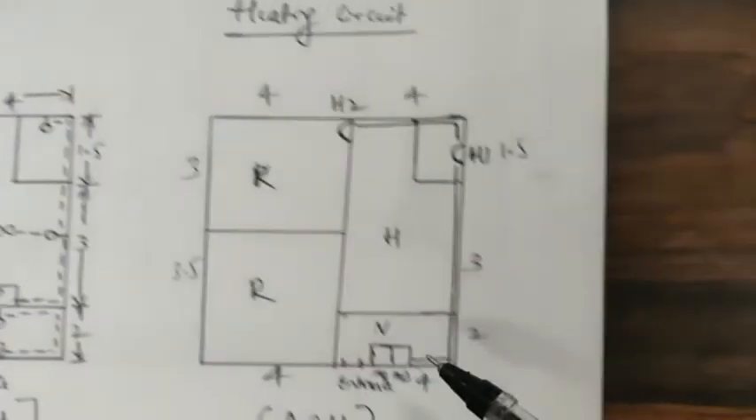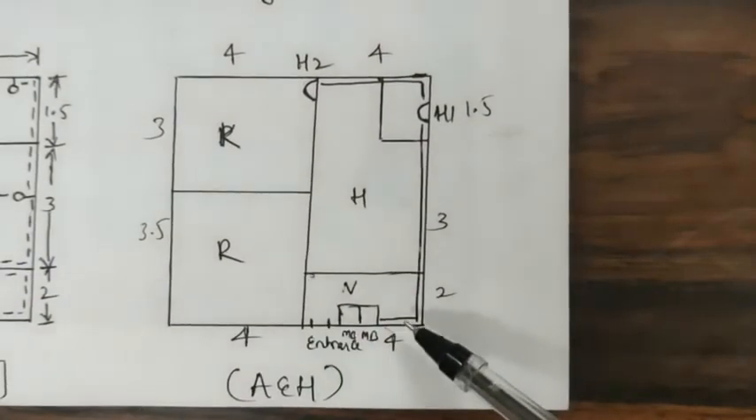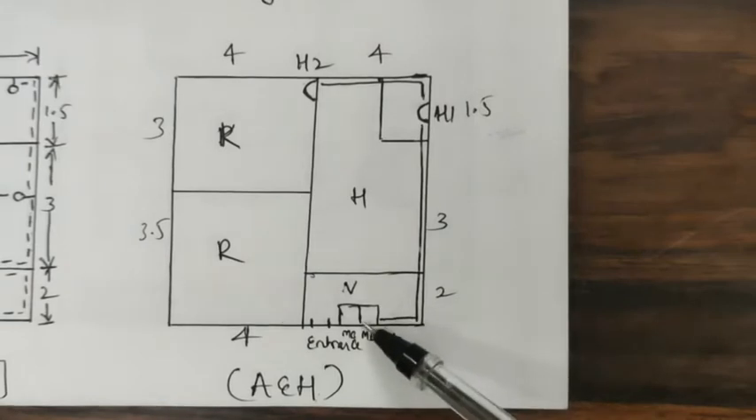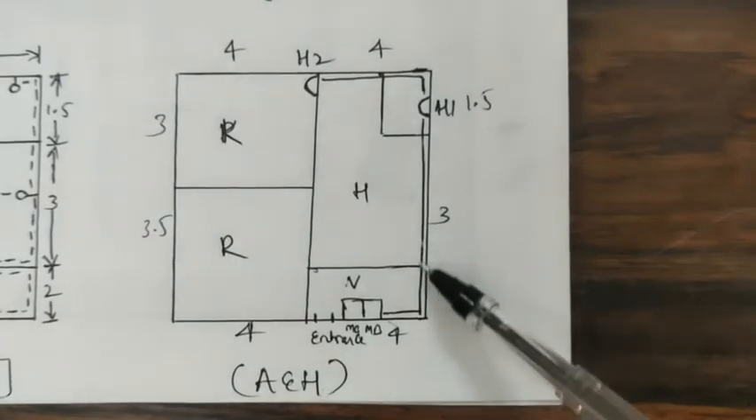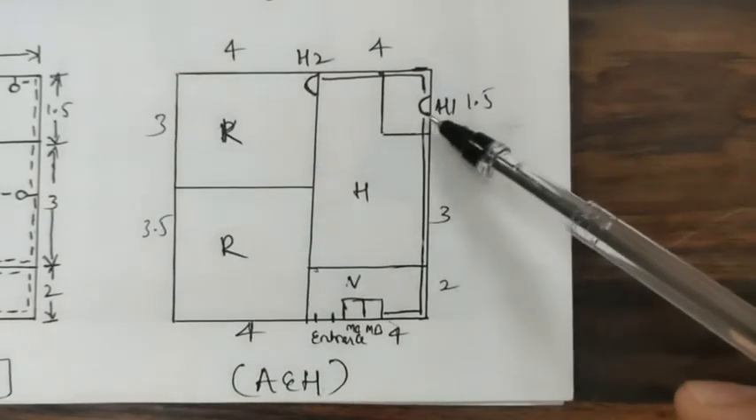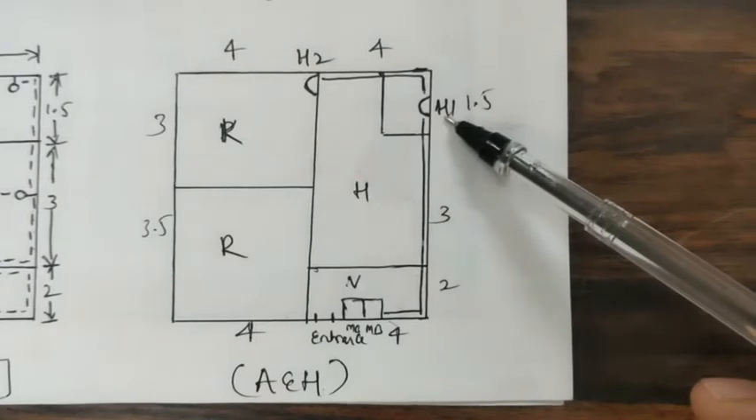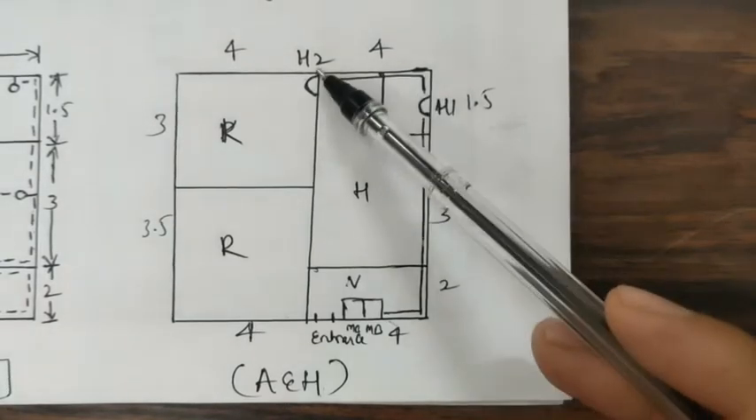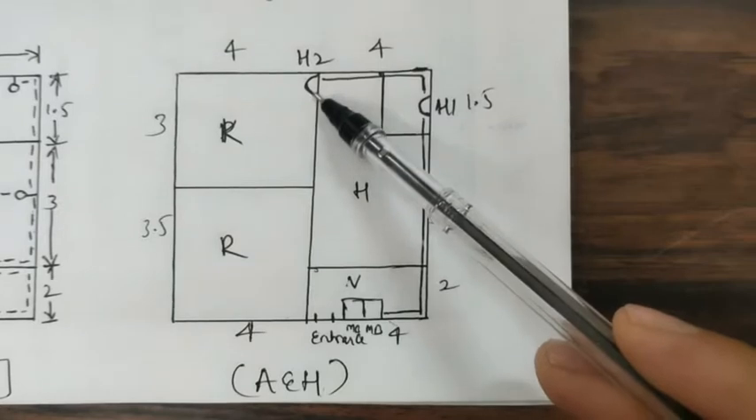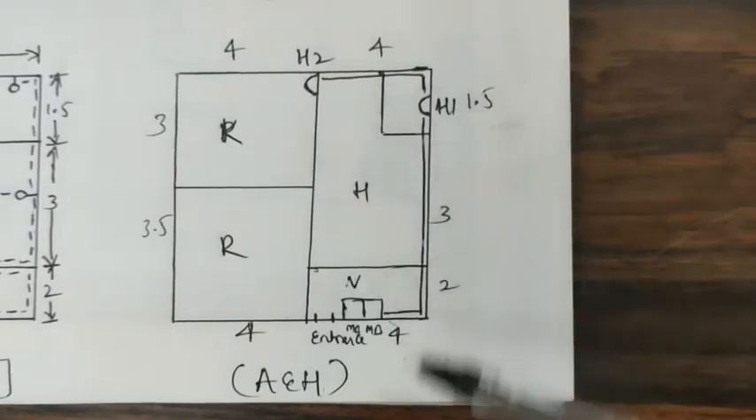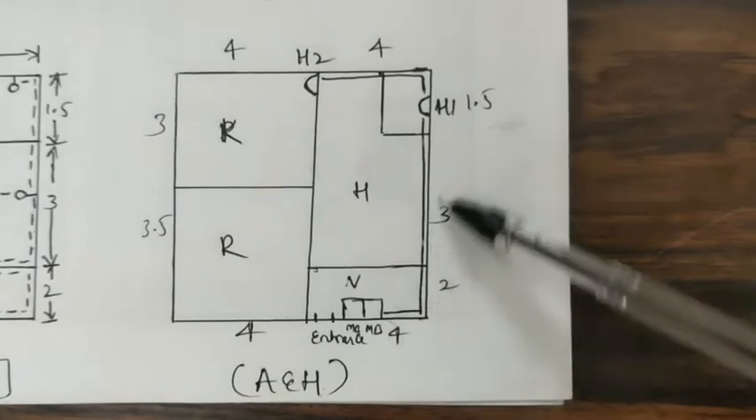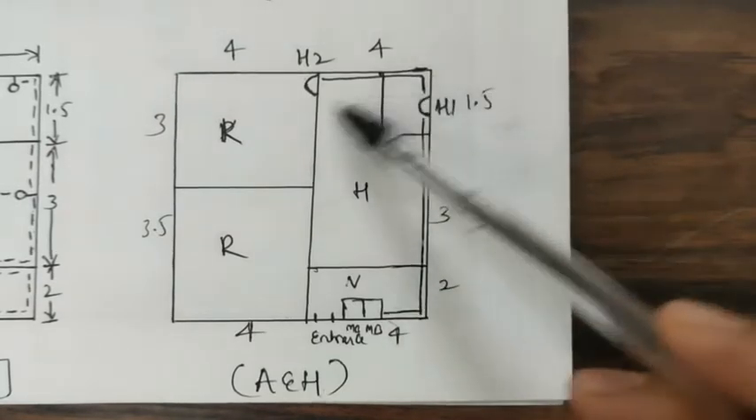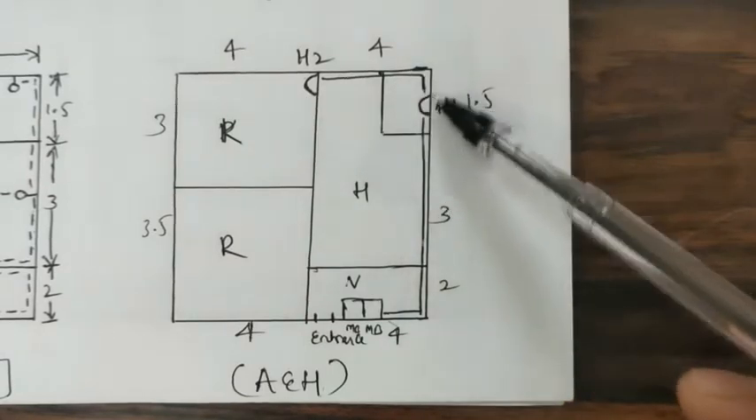And for the heating circuit, again draw the blank layout and take the meter board and main board. A separate cable and separate pipe should be used for the heating circuit. So these are the 2 points I have taken. H1 means heating point number 1 in the bathroom, H2 means heating point number 2 in the kitchen. How should the connections be given? From meter board to main board to H1, H1 to H2. This is the straight line you have to draw.